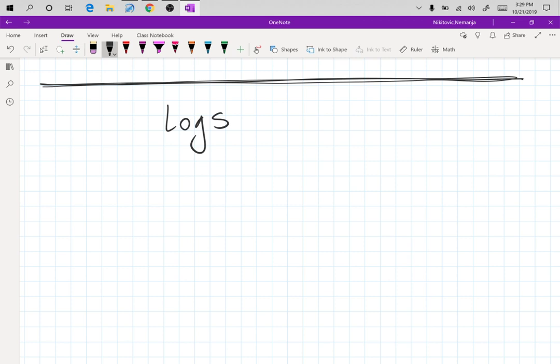So, first we are going to understand this is like 80% of the lecture is in logs. First, we need to review logs because some of you probably are not too good with them yet. And then we are going to learn something that is the most powerful technique to take derivatives that we know of.